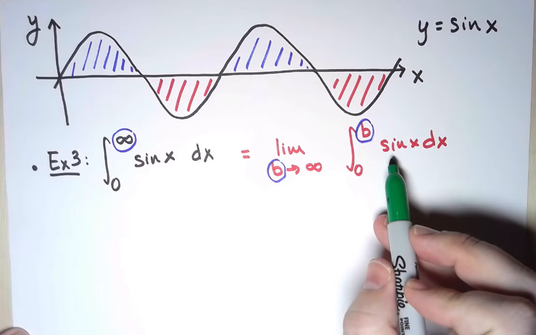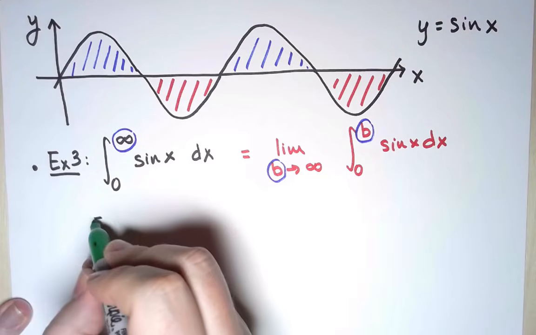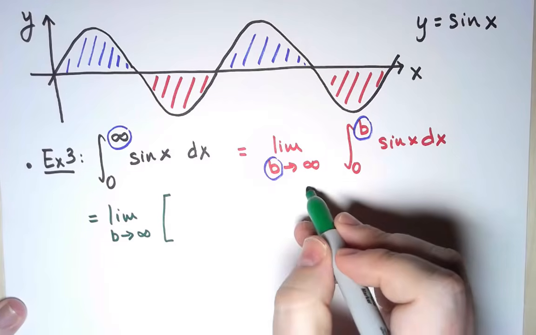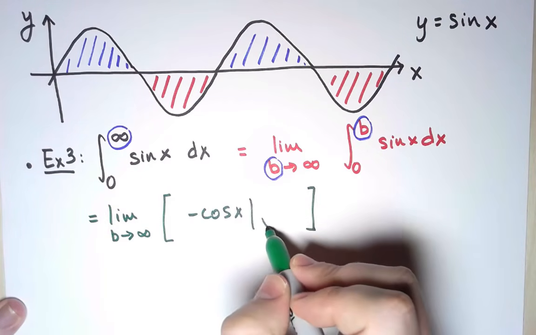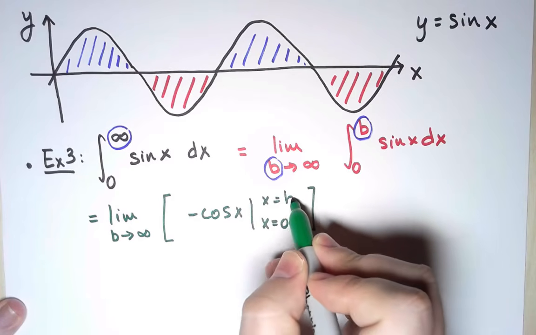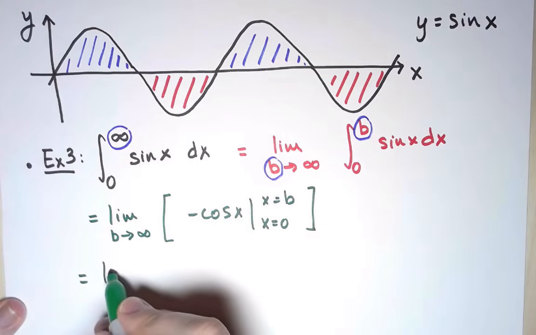First, I need to find an antiderivative for sine x, but I know how to do that. An antiderivative of sine x is minus cos x, and then I need to evaluate at 0 and at b. So I get the following limit.